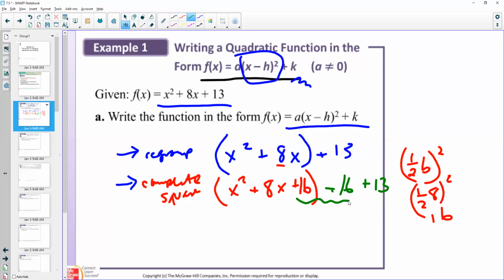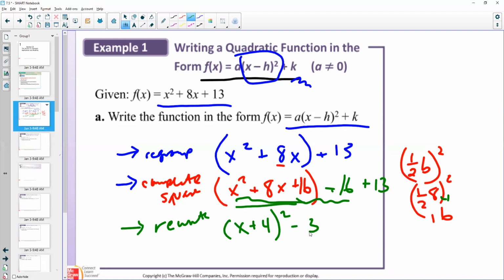All right, so now the inside is a perfect square. And I can rewrite it. Remember, half of 8 is 4, so that's really what I'm going to use as my perfect square. So I get x plus 4 squared, which is what this is factored. Negative 16 plus 13 is minus 3. And there is the form I'm looking for. The a comes in a second. We'll see an example of that.